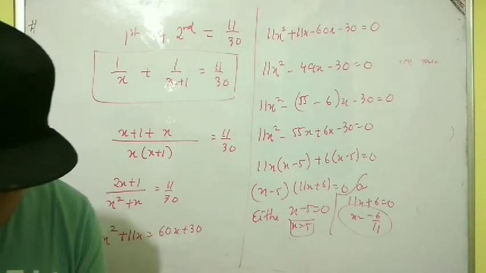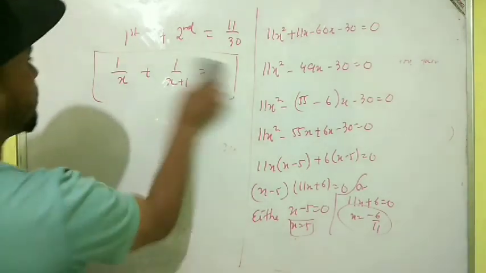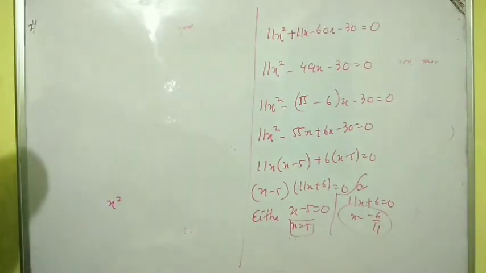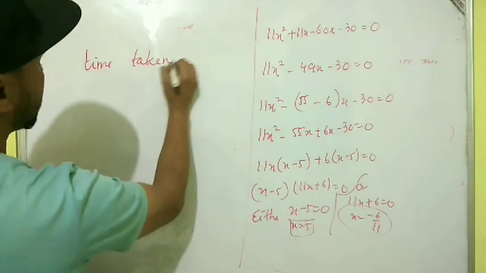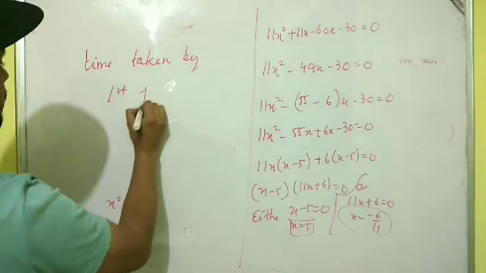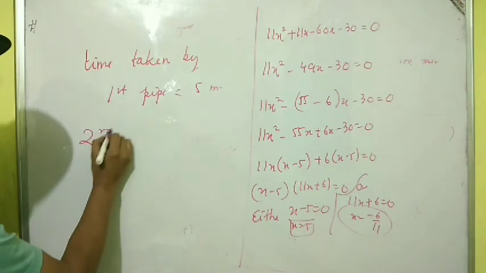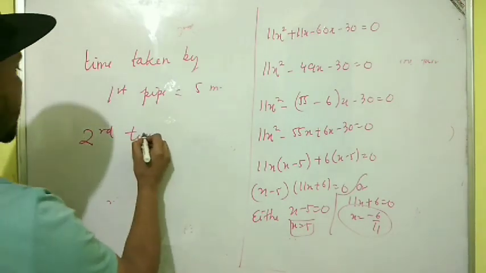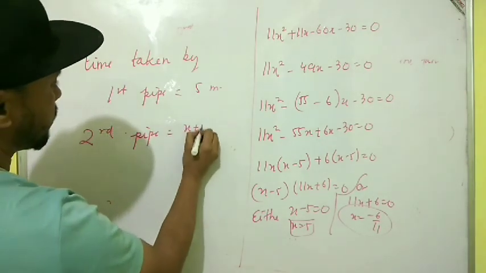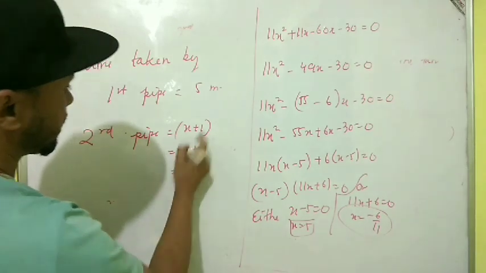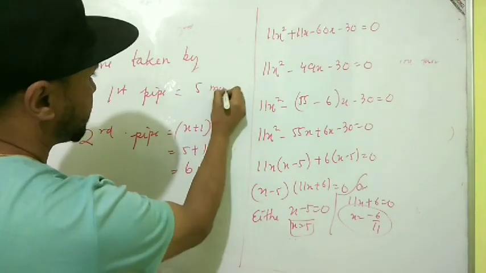Now what we are finding is the time taken by each pipe to fill the tank. The time taken by the first pipe to fill the tank is 5 minutes, and the time taken by the second pipe will be x plus 1. So x is 5 plus 1, because it will take 1 minute more than the first pipe, which is 6 minutes. So this is the answer.